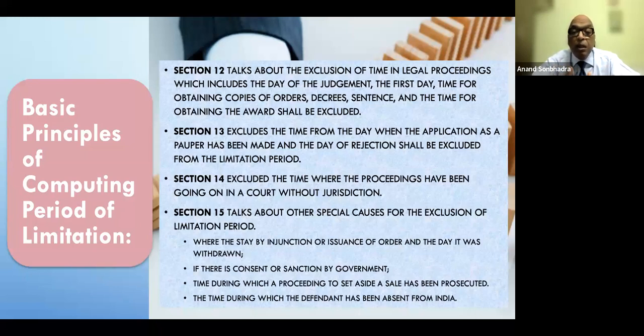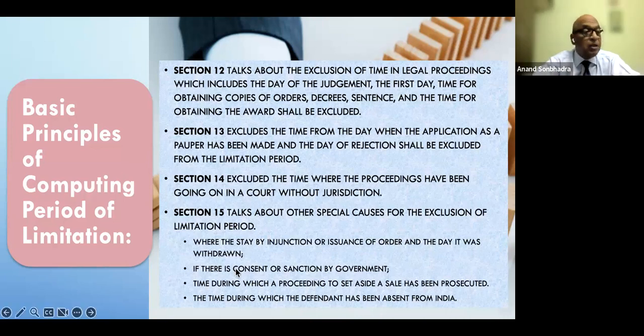Section 14 clearly says that the time period where a proceeding has been going on in a court without jurisdiction, so a case has been filed in a particular court, however that court does not have jurisdiction over the matter, in that case that period of legal proceedings can be avoided, or it is excluded.